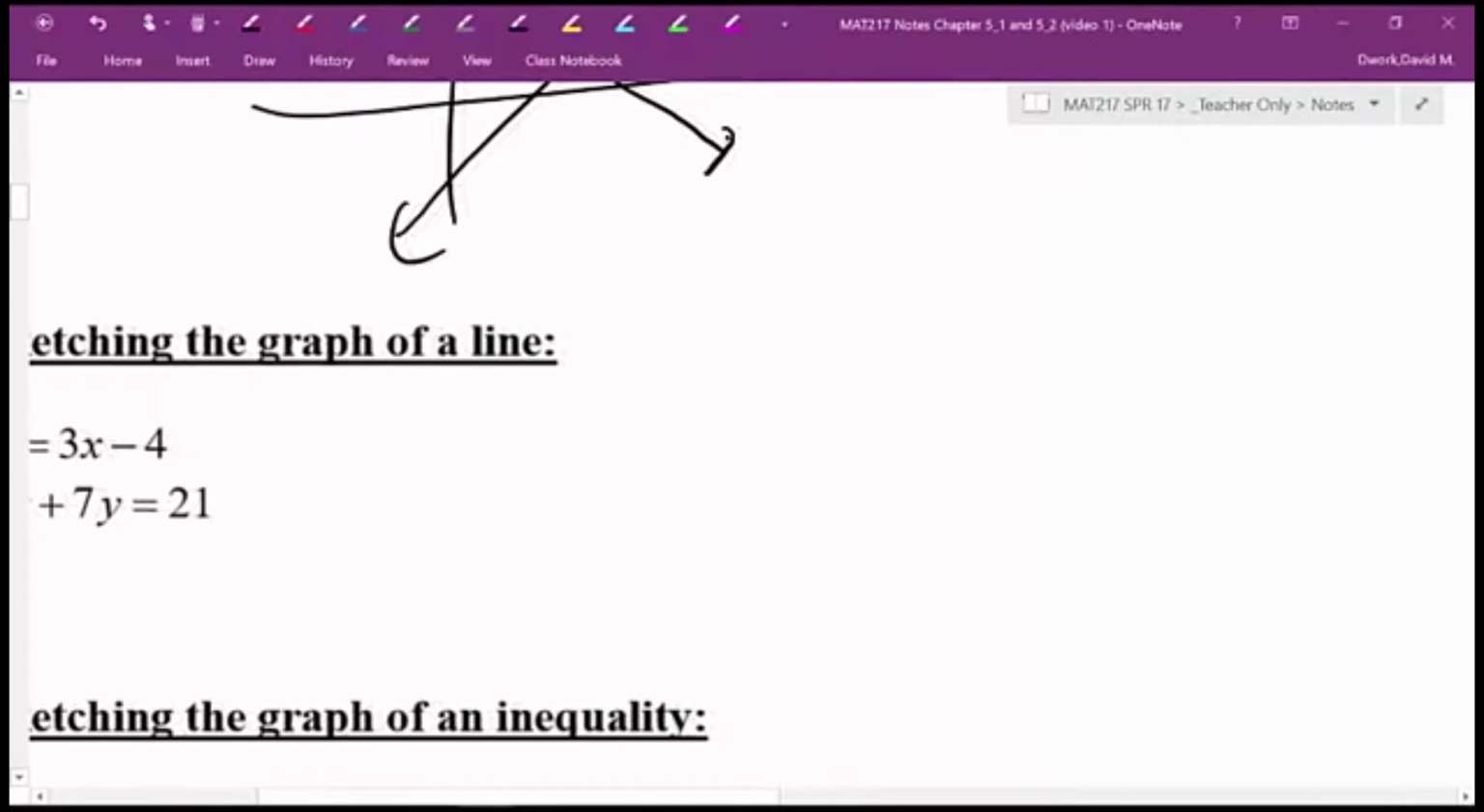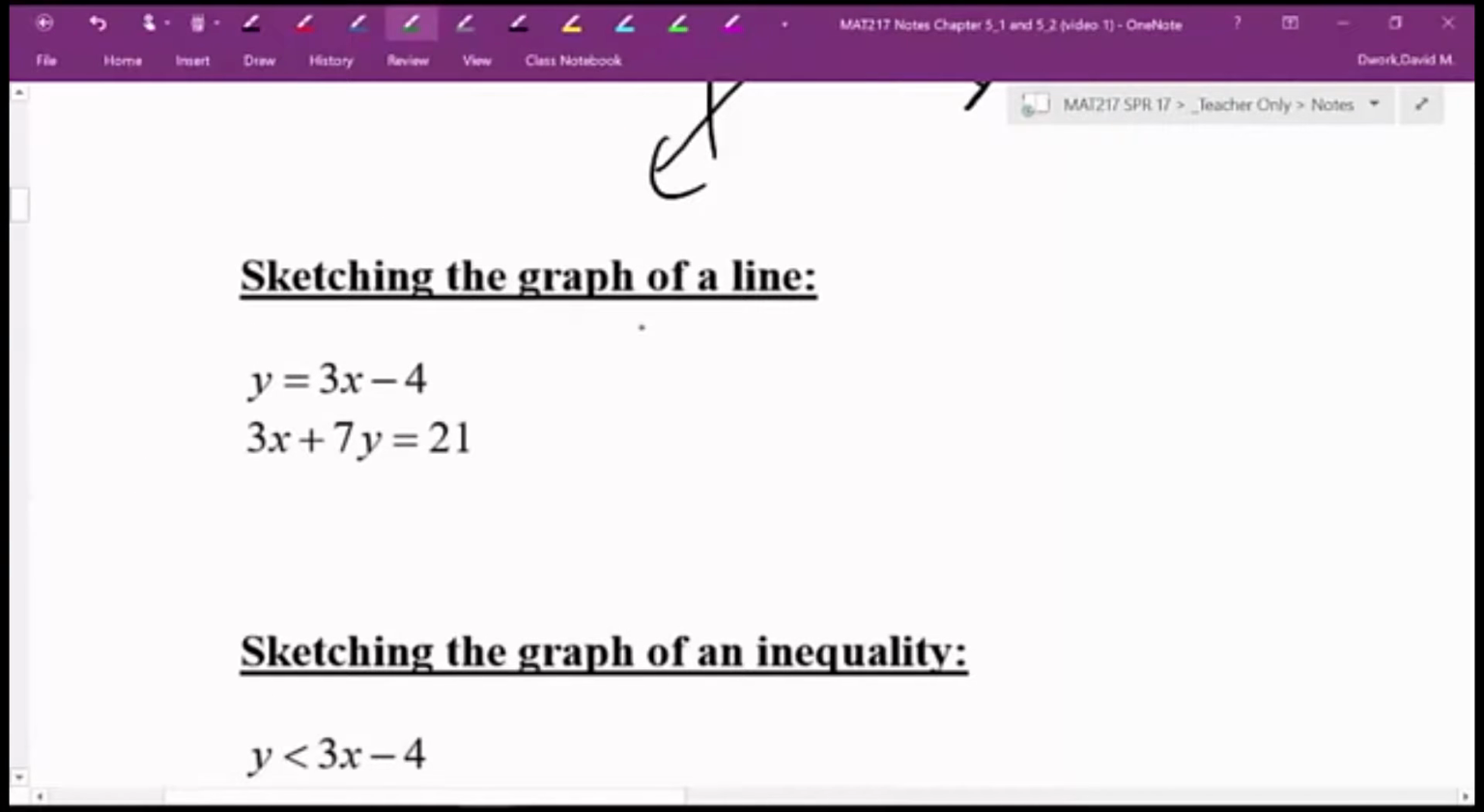Let's get going. Do we remember how to sketch the graph of a line? I want you to take a second and just try it. Pause the video and see if you remember how to graph this first line and the second line. Now I'm going to highly recommend do not put both of them in slope-intercept form. Do not put both of them into the y equals mx plus b form. There should be another method that you should have learned along the way, which would be called the intercept method.